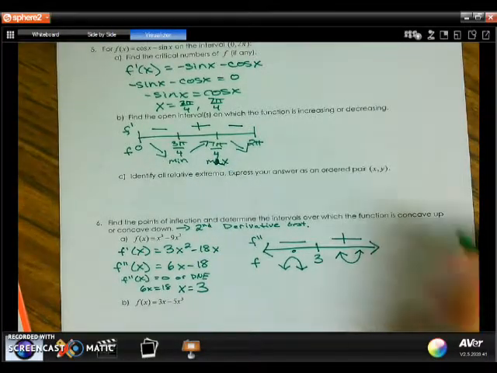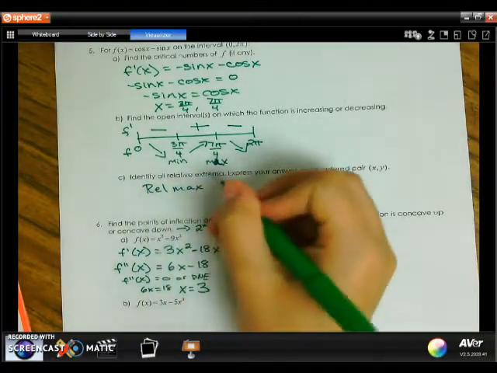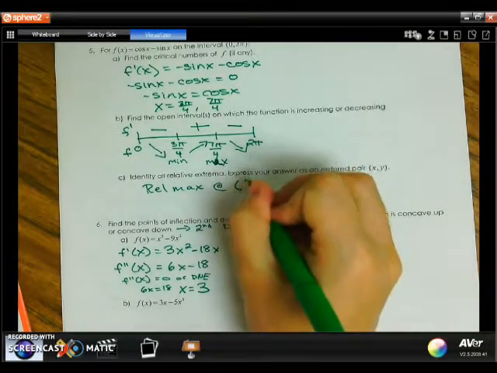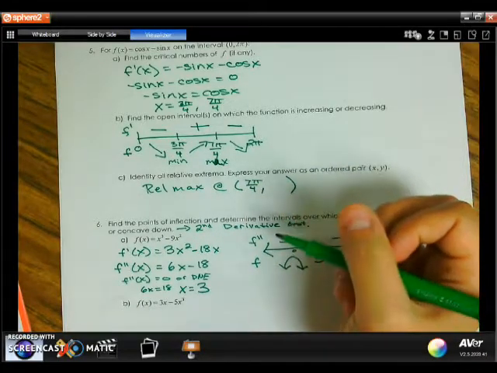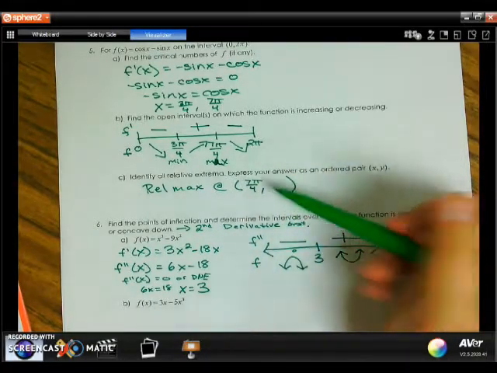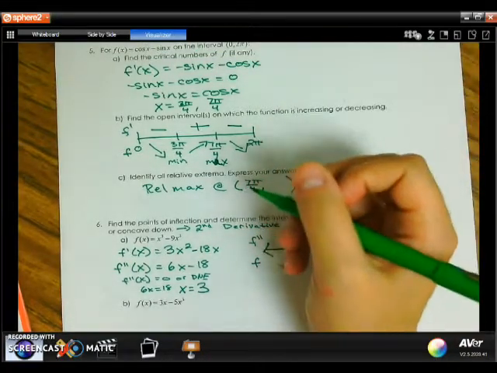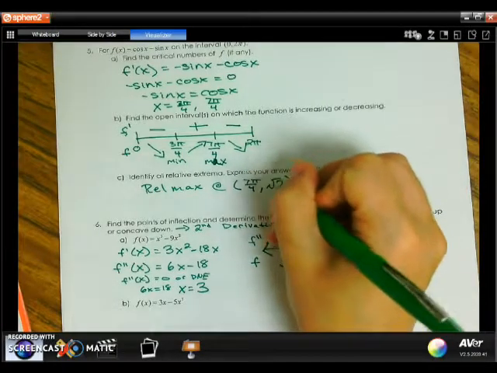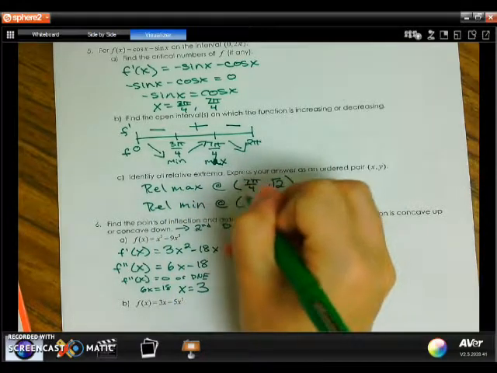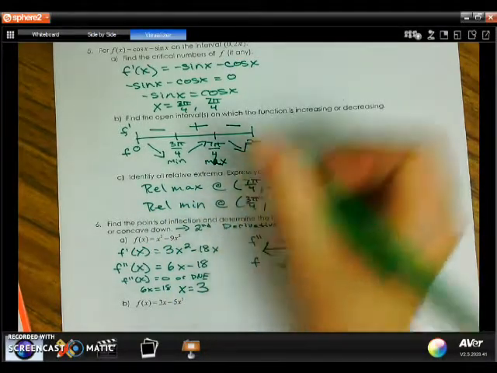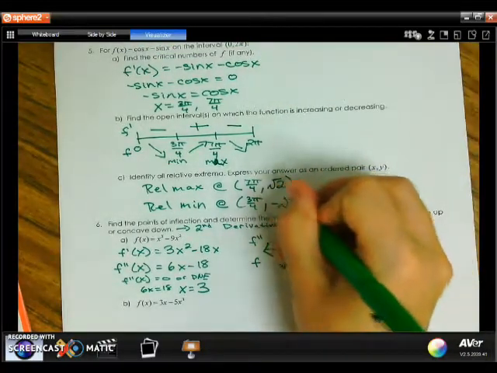And it says identify the extrema, and they want it as an ordered pair. So I can say that I have a relative max at 7 pi over 4 comma something. How do you get that something? You actually have to go back and plug this 7 pi over 4 into the original. So when you plug that 7 pi over 4 into the original, you get radical 2. And then you have a relative minimum at 3 pi over 4, and you take that 3 pi over 4, plug it back into the original, and when you do that, you'll get a negative radical 2.